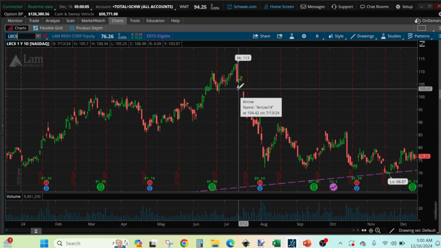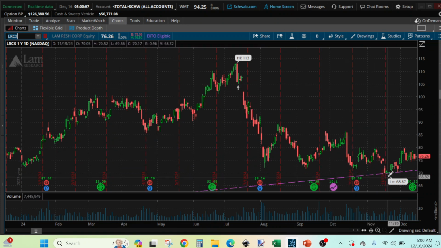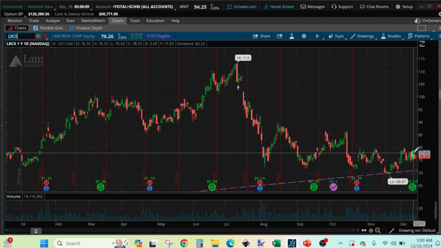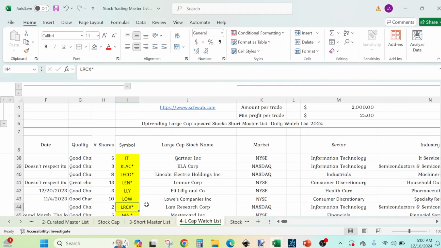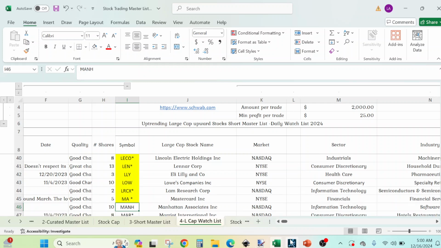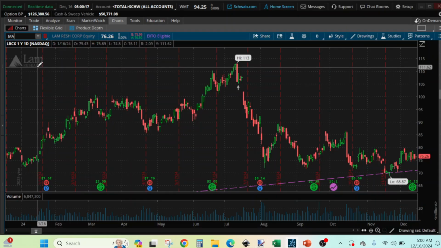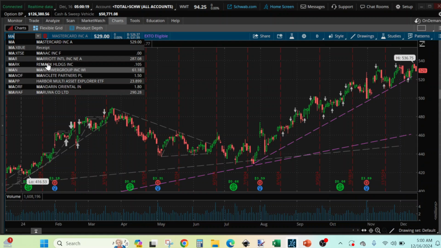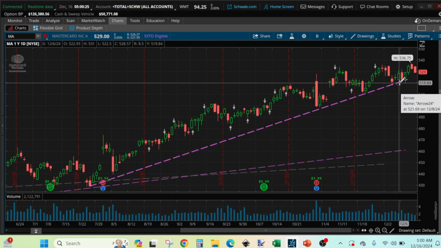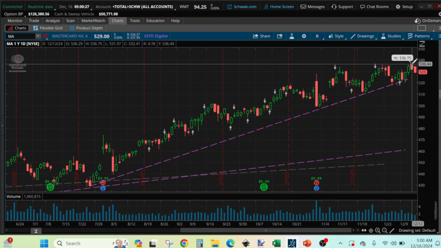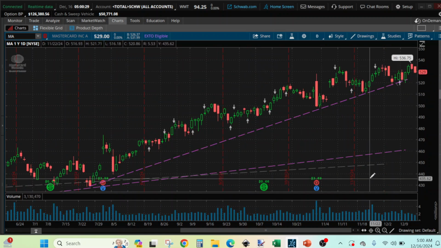So we bought it there, and look at it, it went all the way down to the line and started going on from there. MA, we bought it as well, and we bought it at the trend line. It reached a high there and pulled back.